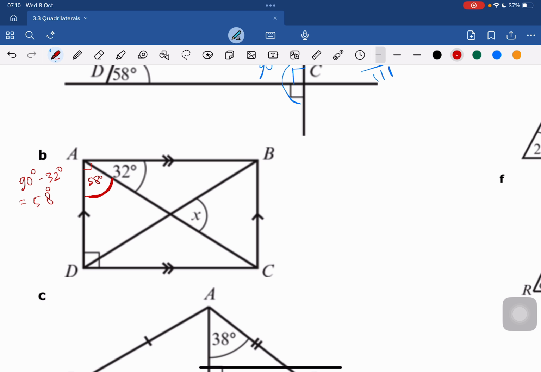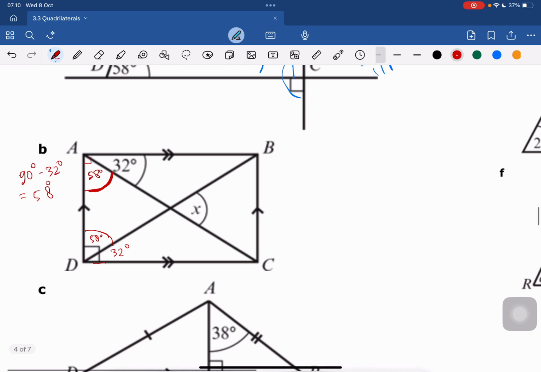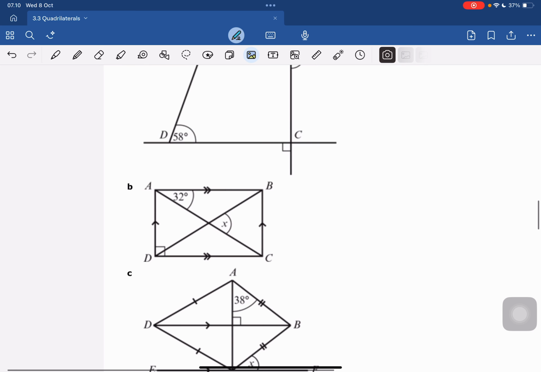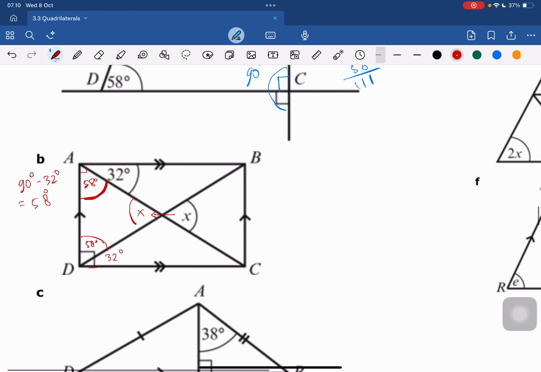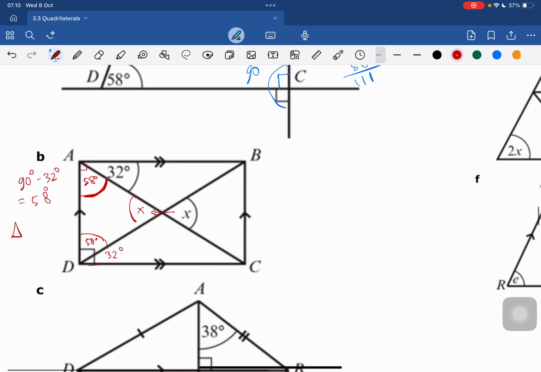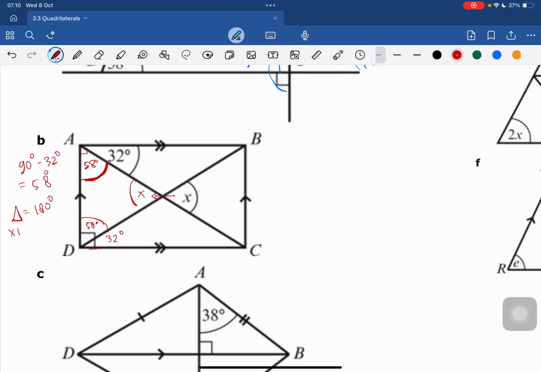Okay, this is also complementary. Okay, 90 degrees. So it's going to be 58 degrees, and this is 32 degrees. Let's find this angle, because this is vertically opposite, so this is equal to x. In total, the angles of a triangle equal 180 degrees. So x plus 58 plus 58 degrees equal to 180 degrees.